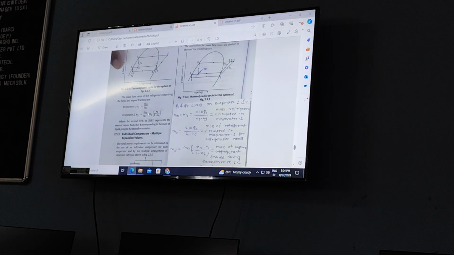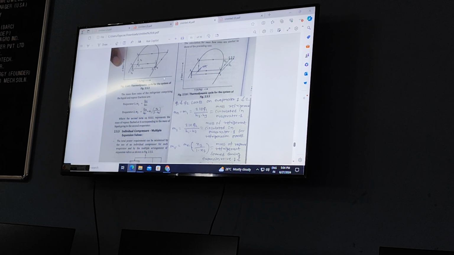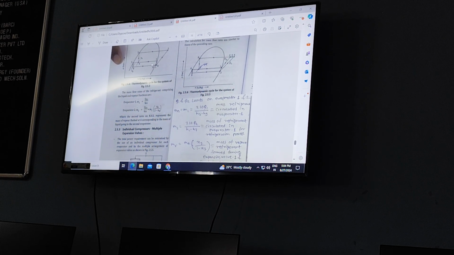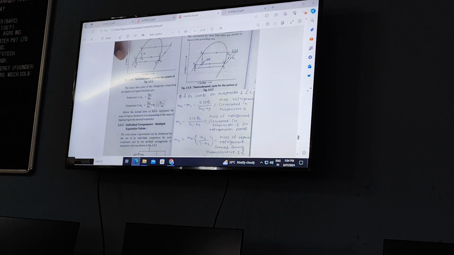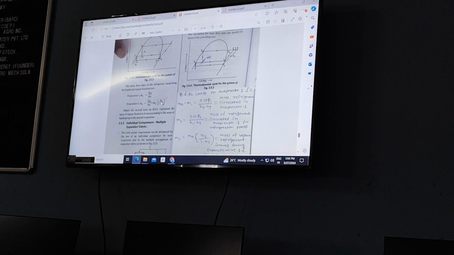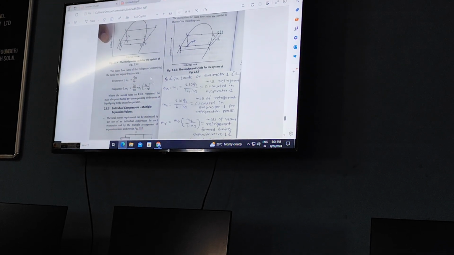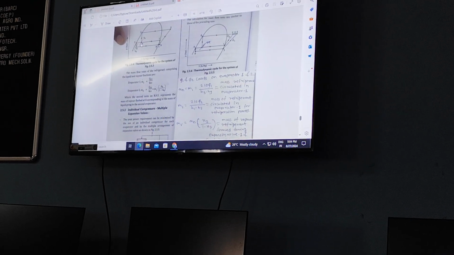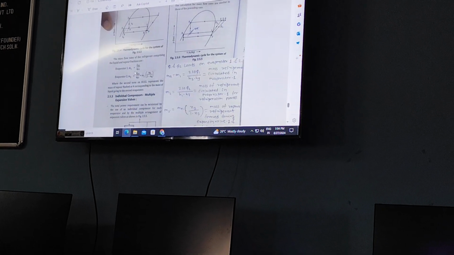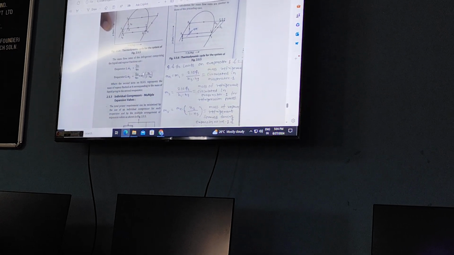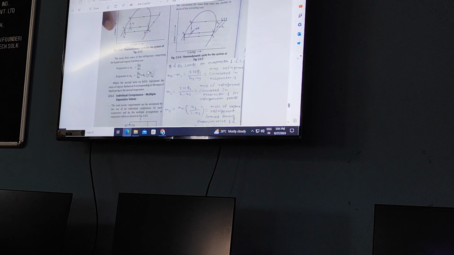So here you can see that M2 is what? Mass of the refrigerant that is circulated in evaporator 2. That is this plus M1 into x4 divided by 1 minus x4. x4 is the dryness fraction at this point 4. Right? This is the only difference. Remaining you can write down the power formula, COP formula. That is only explained. Okay?